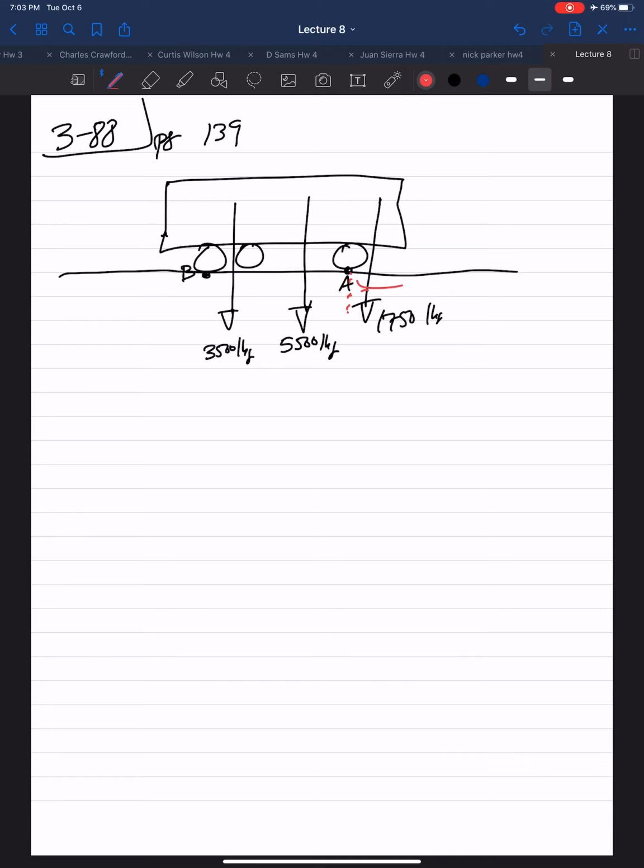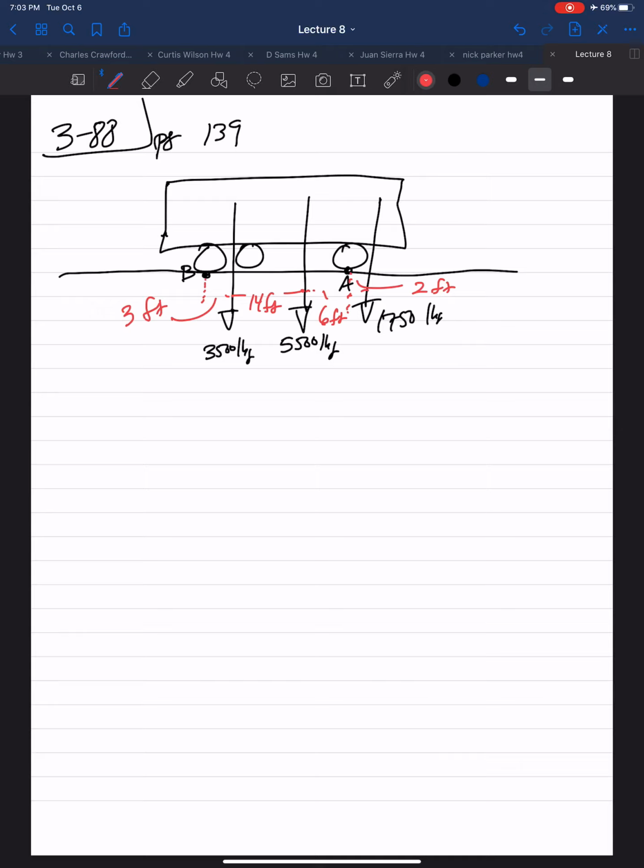The distance here is 2 feet. The distance between the 5,500 pound force and point A is 6 feet. Between these two forces, the distance is 14 feet. This distance here is 3 feet.